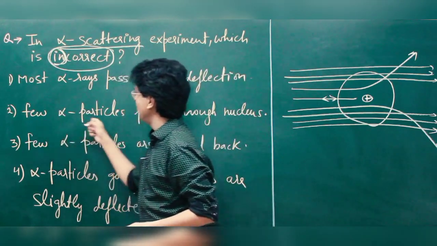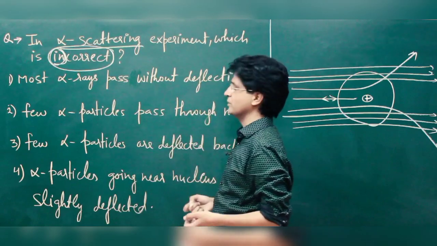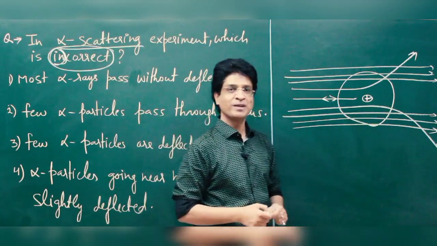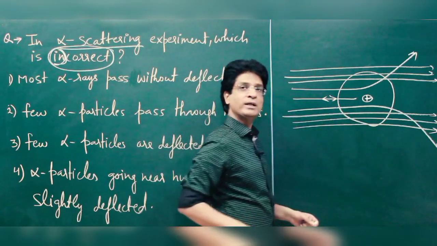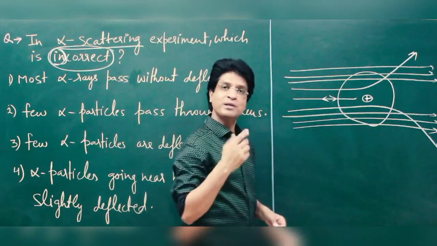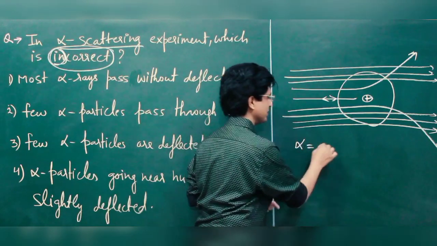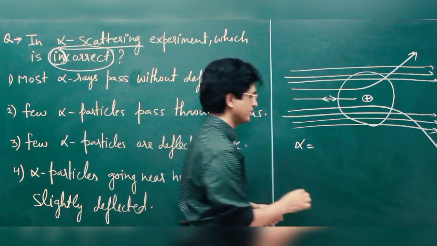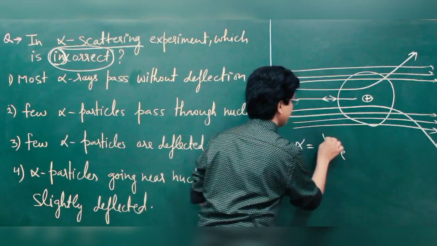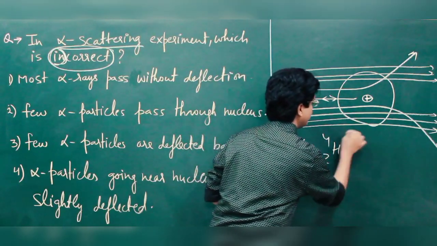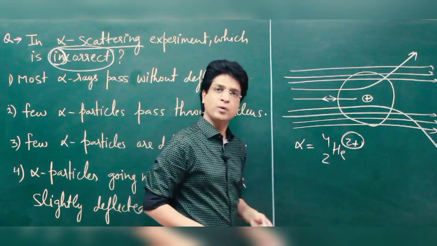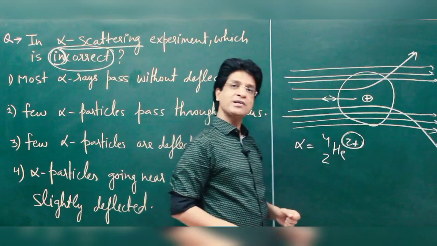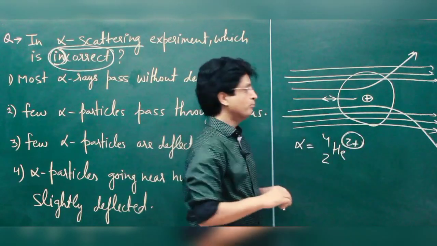Second one, few alpha particles pass through the nucleus. No particle passes through the nucleus. The particle which is in the line of the nucleus is deflected back. The reason being, what is an alpha particle? An alpha particle is nothing but a helium nucleus, a helium atom with both its electrons taken out. This is also positively charged. The nucleus is also positively charged. So they will repel heavily.